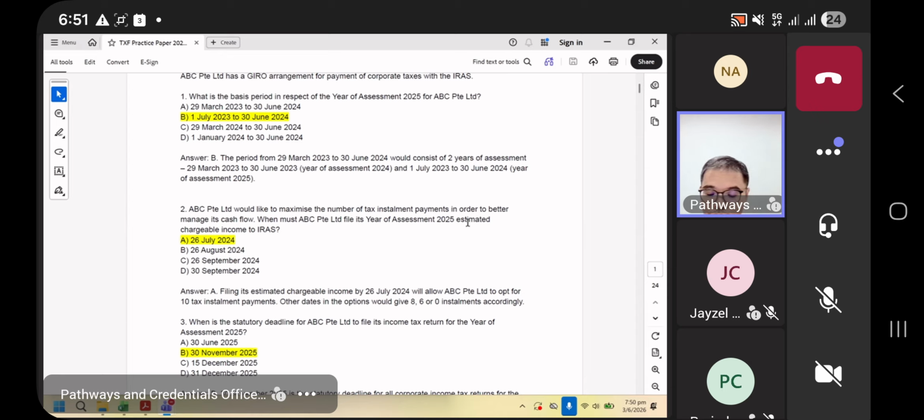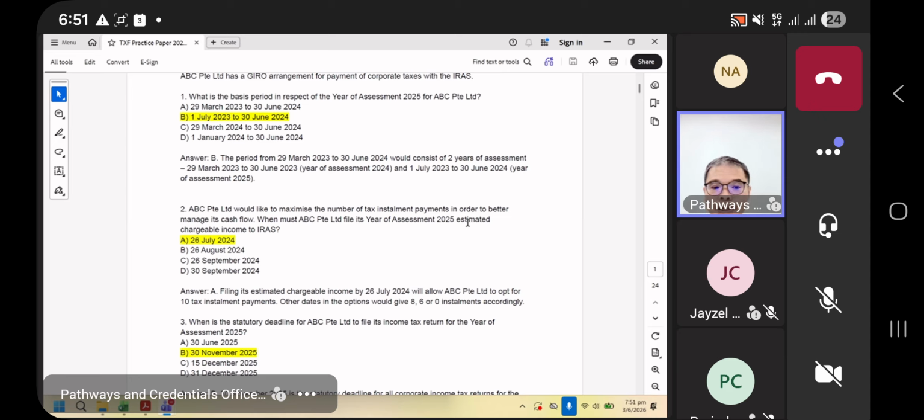So in order for you to maximize the number of tax installments, which in this context will be 10, you would need to file by the 26th of the first month after the close of the financial period. So given that the company finalizes its financial period on 30th June 2024, in order to get the 10 installments, it has to file by 26 July 2024.